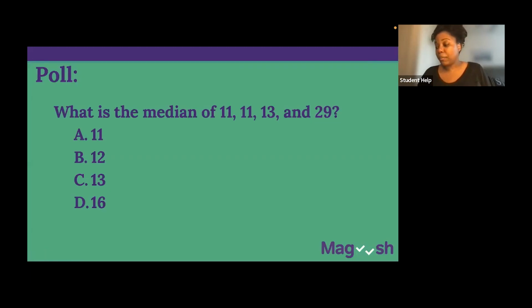All right, let's do a quick practice question just to make sure you guys understand median, mean, mode, and range. So what is the median of 11, 11, 13, and 29?